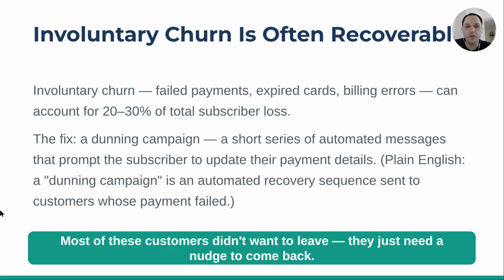The fix is a dunning campaign, a short automated sequence of messages prompting the subscriber to update their payment details. Done well, a dunning campaign can recover a meaningful share of those subscribers. People who, when they get the message, update their card and continue without ever having made a conscious decision to leave. It's one of the highest return interventions in any subscription business, and it costs almost nothing to set up.